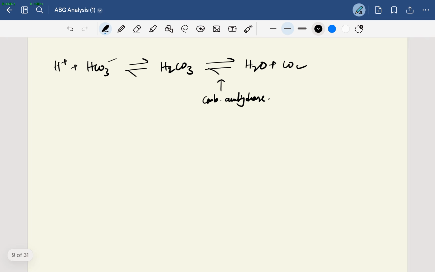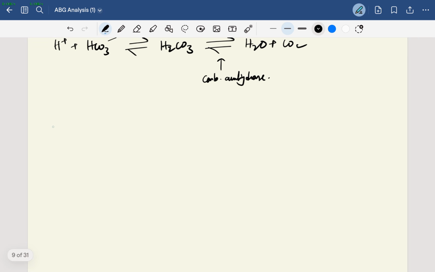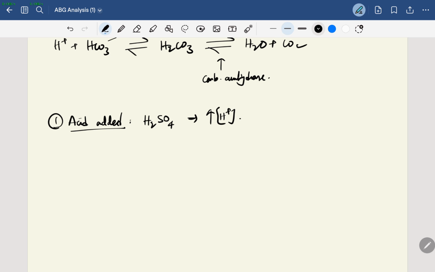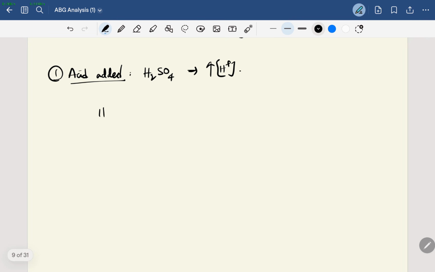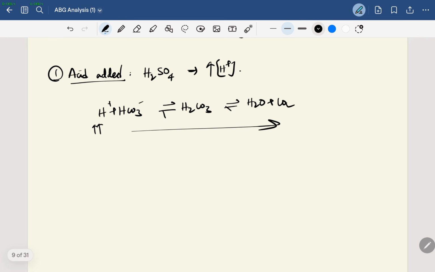Now, when the pH is within physiological limits, this equation will be in equilibrium. So suppose there is acid which is added to the system. For example, let's just take H2SO4 for simplicity. That would lead to an increase in the H plus concentration. And H plus is obviously going to react with bicarb. I'm just rewriting the equation here. But since there is more of H plus, the reaction is taking place in the forward direction. This leads to depletion in the bicarb level.